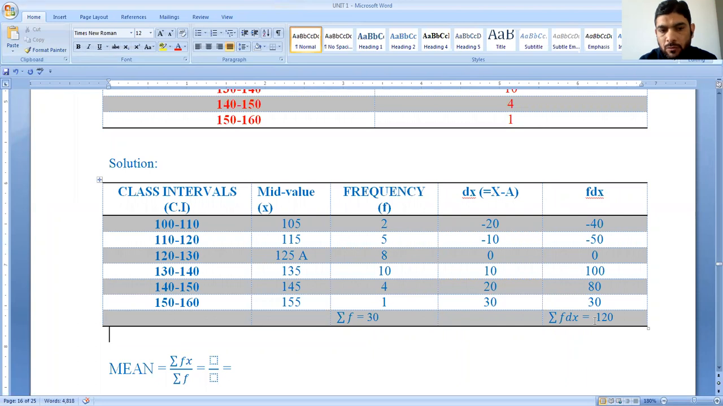Now we have to apply the formula we are having over here, that is a plus sigma f dx upon sigma f.